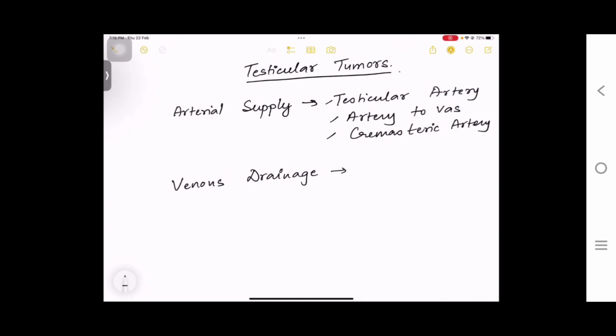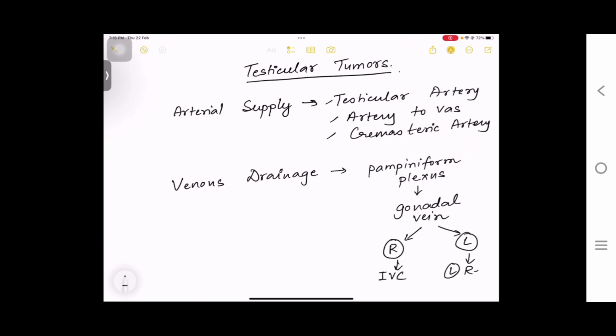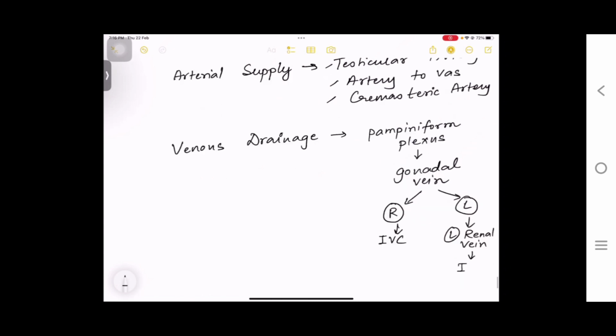What is the arterial supply of the testis? It is the testicular artery, which is a branch from the aorta. The artery to the vas and the cremasteric artery also supply the testis. So three arteries: testicular artery, artery to the vas, and cremasteric artery.